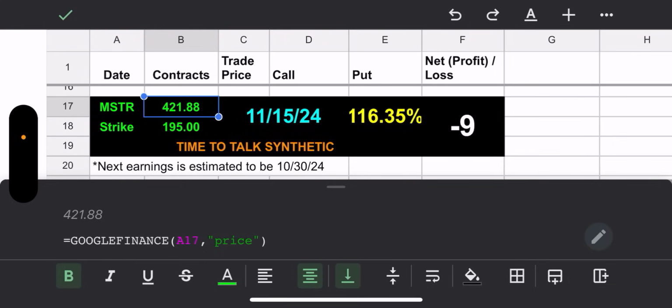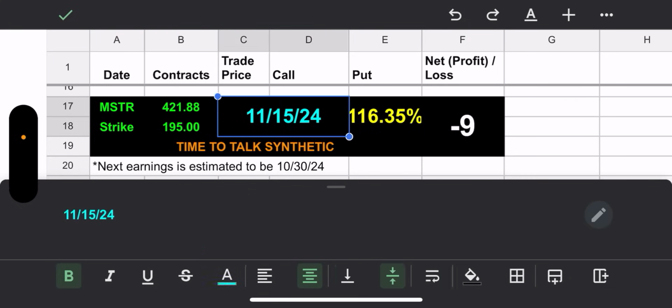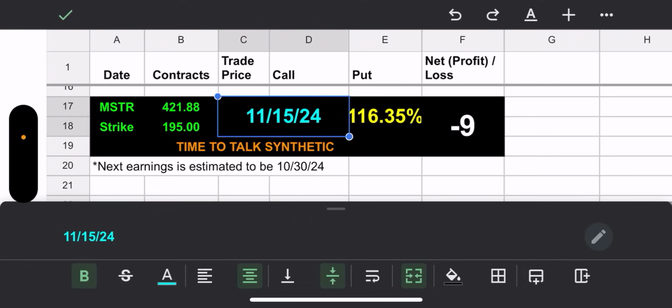That's automatic, right? The strike, that's a one-time entry on the synthetic tab. Obviously, when they create a new synthetic, I create a new tab. So this is only changed once. So that's pretty easy for me. And then this date, again, one change, the date of the expiration. That's pretty easy as well.